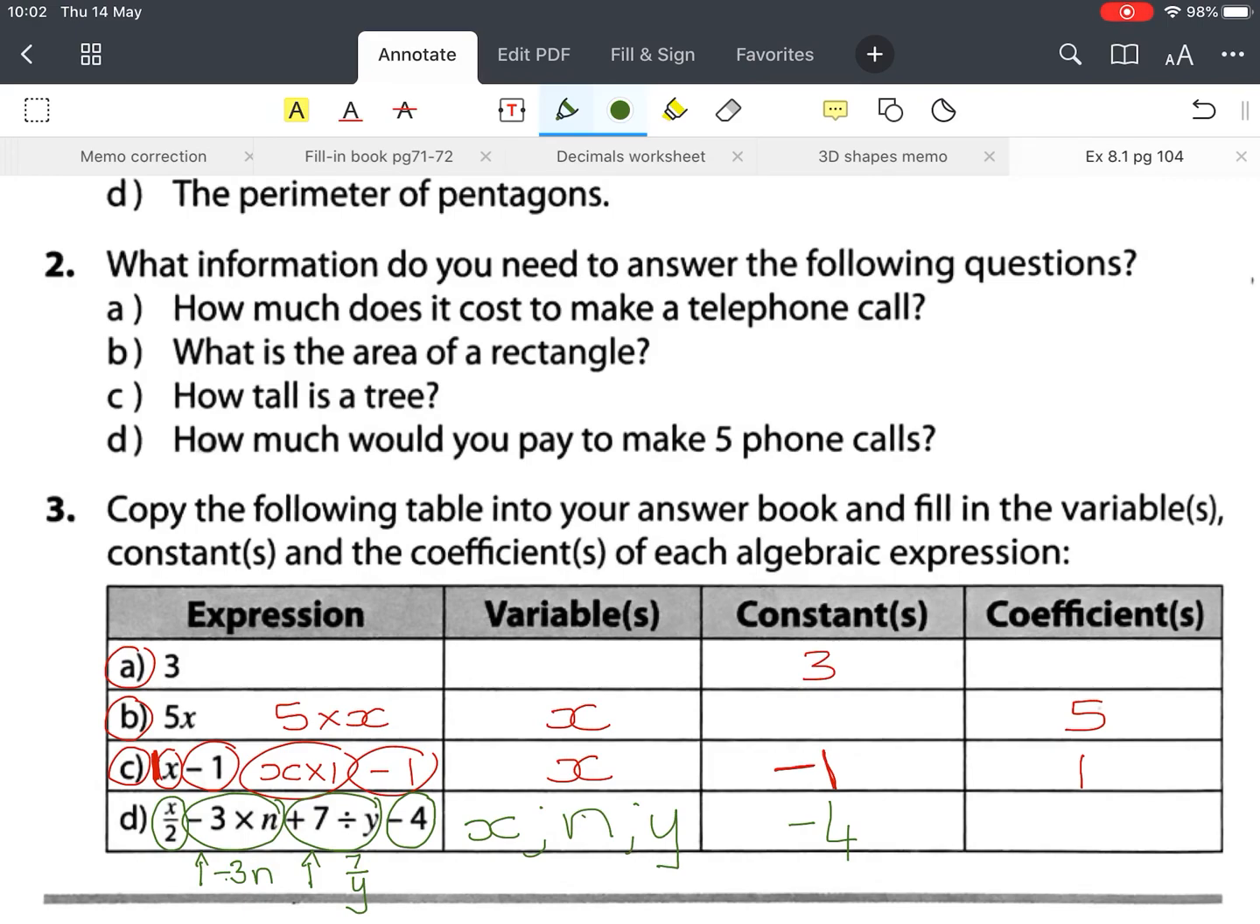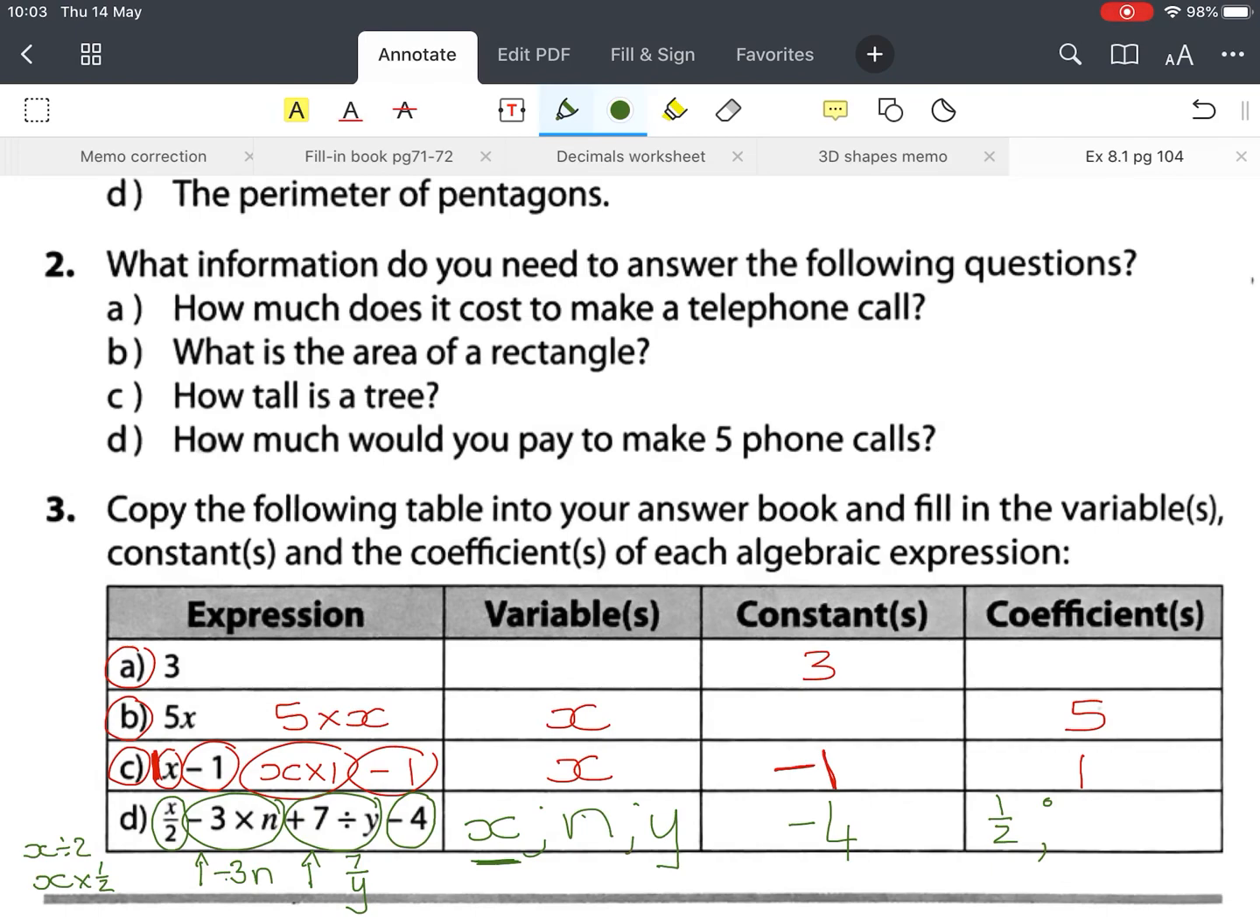The coefficients then would be, let's start with the coefficient of the x. What is x being times by? It's not being times, it's being divided by 2. But x divided by 2 is the same as saying x times a half. That's half of x, right? So that's why the coefficient is a half. I guess you could have also said 0,5.